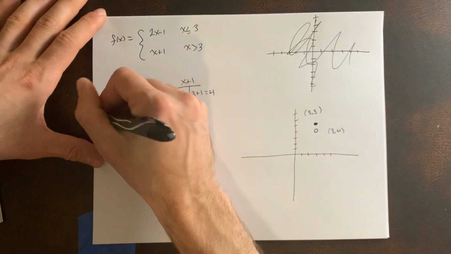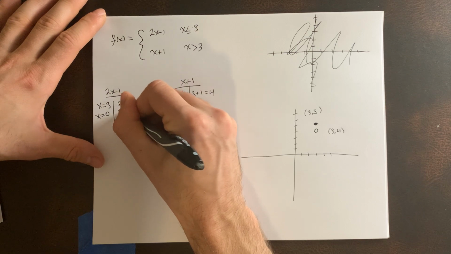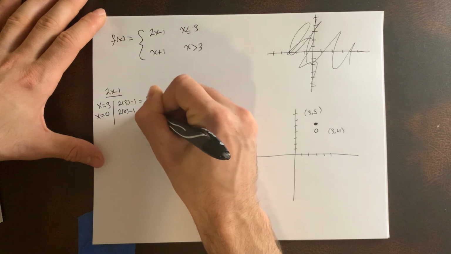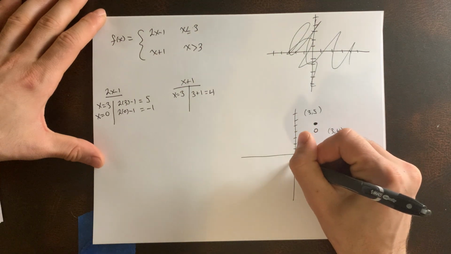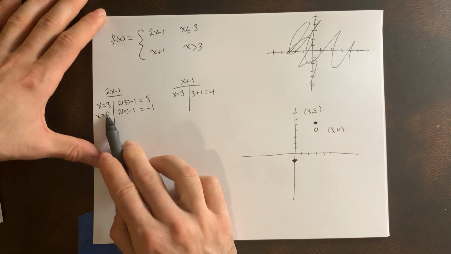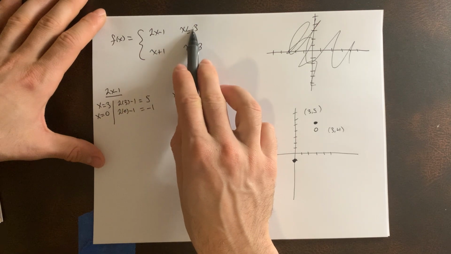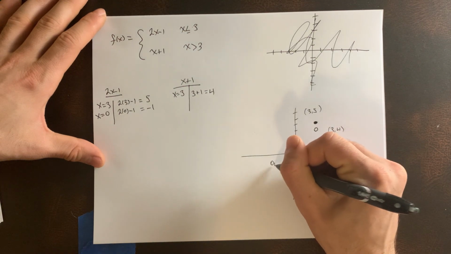So if we plug in 0, we get 2 times 0 minus 1, which is equal to minus 1. So we get the point 0, minus 1. So here's 0, minus 1. And we're putting a closed dot because we're allowed to plug in 0 to this equation. So we can plug in 0, and when we do, we get minus 1.